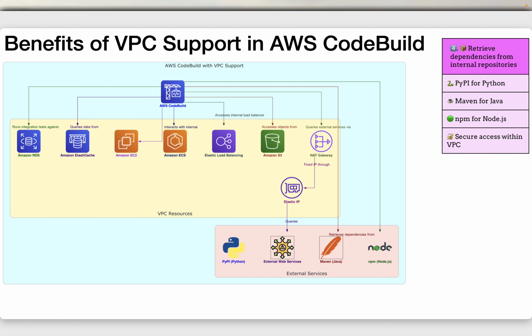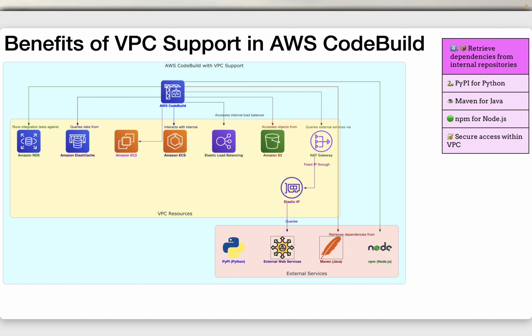CodeBuild can retrieve dependencies from self-hosted internal artifact repositories such as PyPI for Python, Maven for Java, and NPM for Node.js. This ensures that your build process can access the necessary packages and libraries securely within your VPC. With VPC support, CodeBuild can access objects stored in an Amazon S3 bucket that is configured to allow access only through an Amazon VPC endpoint. This provides an additional layer of security and control over your build artifacts and resources.